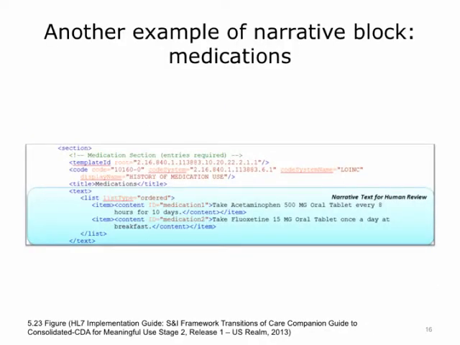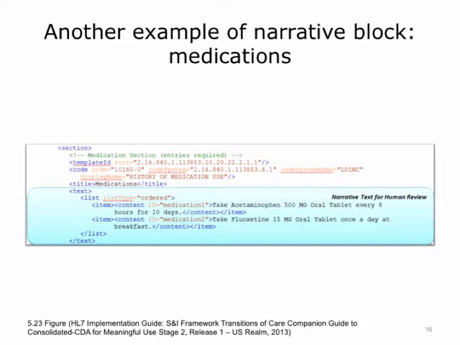Let's look at a narrative block on medications. One of the first things listed is the section code, which is a LOINC code. The LOINC code 10160-0 means History of Medication Used. Then the XML tags in this narrative block give instructions to the processor to display the title as, quote, medications, end quote, and then a string of text for each medication as an ordered list of items.